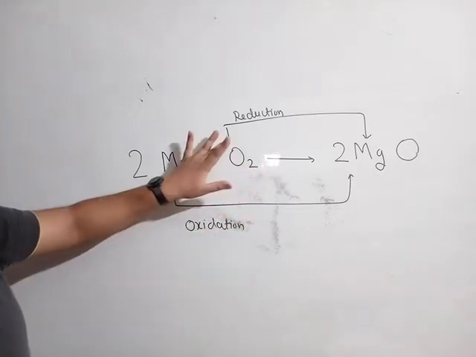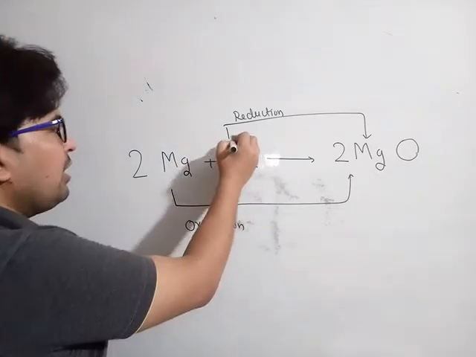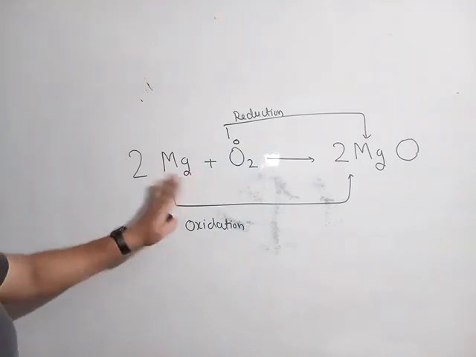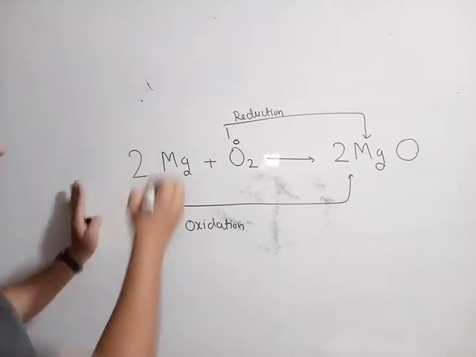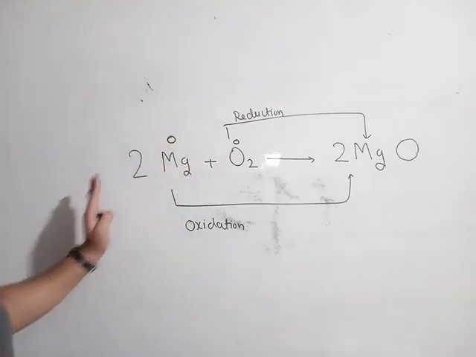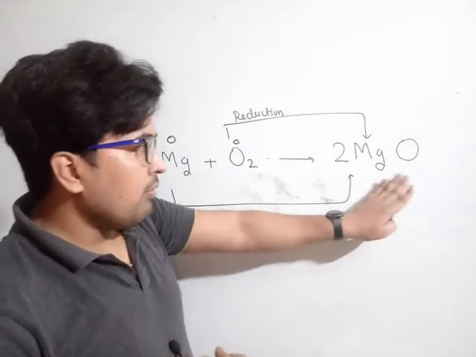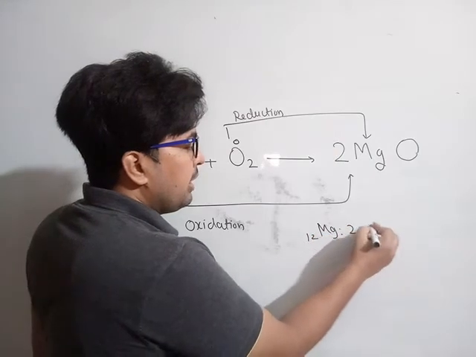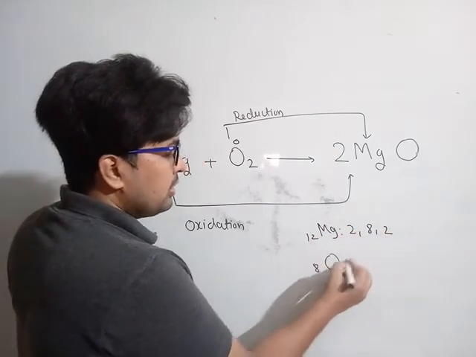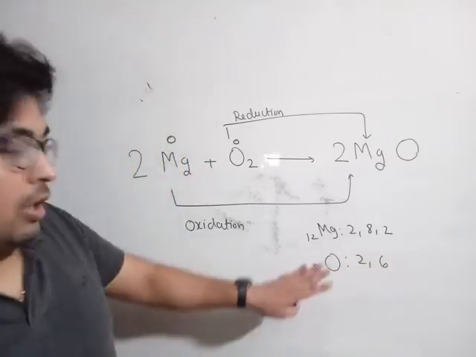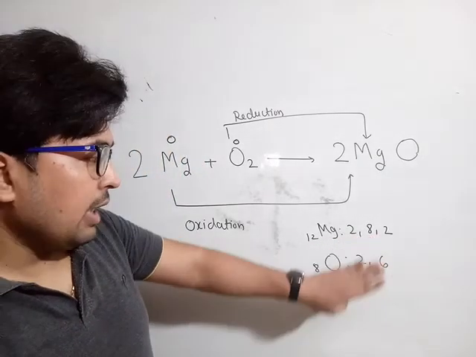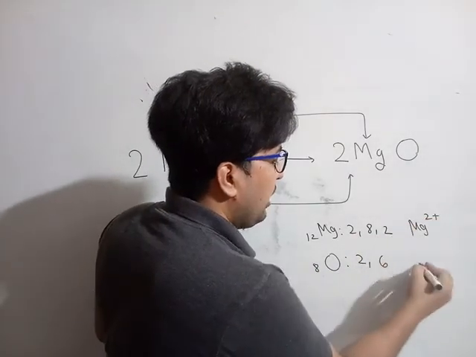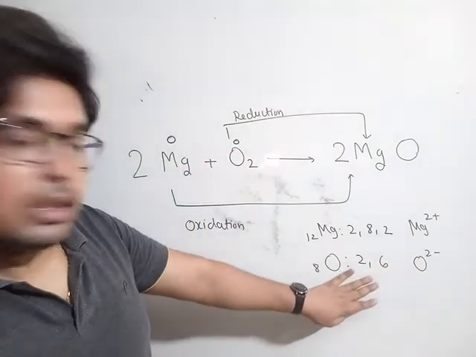Molecule oxygen will have no charge, so it will have zero charge, and the magnesium atom is in free state, so it will also have charge 0. But in magnesium oxide, as you have done in 10th class, the atomic number of magnesium is 12, so its configuration is 2, 8, 2, and oxygen is 8, so 2, 6. So what will happen here? Magnesium will lose 2 electrons and oxygen will gain 2 electrons. So magnesium will acquire the charge of 2 plus and oxygen will acquire the charge of minus 2.